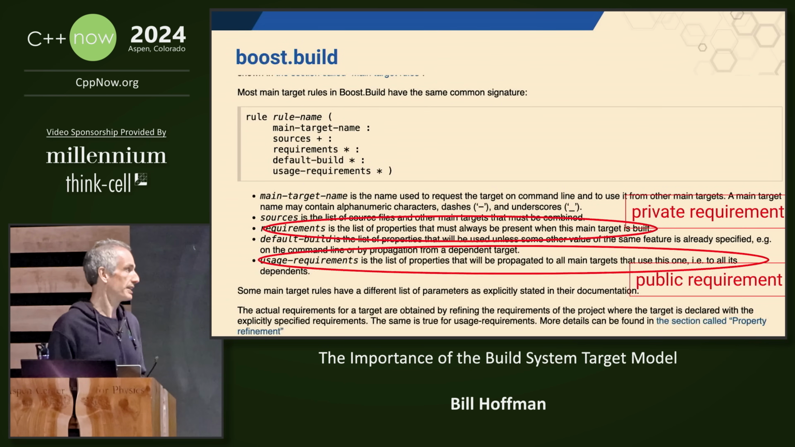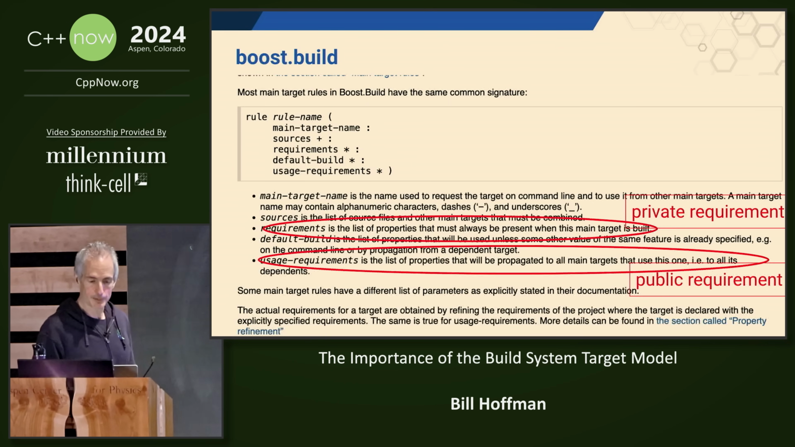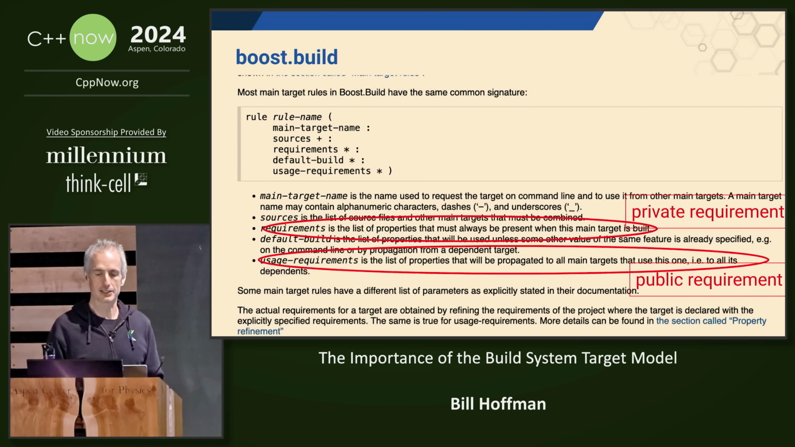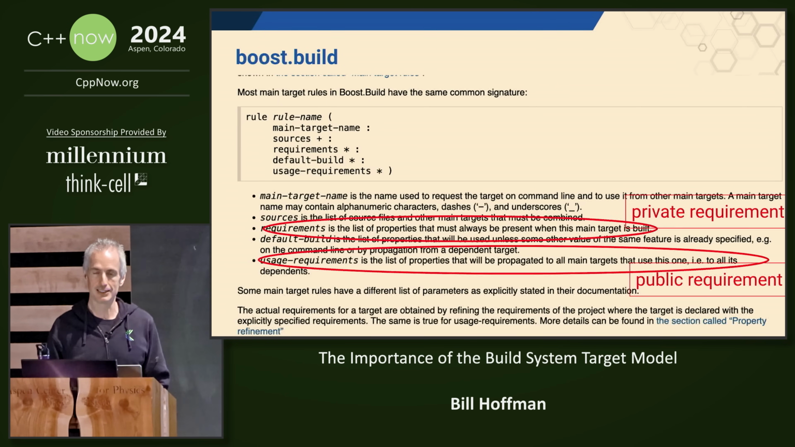Boost.Build has something similar. If you create a rule, it's got requirements and usage requirements. Requirements is the list of properties that must always be present when the main target is built, so basically the private requirement. And usage requirements is a list of properties that would be propagated to all the main targets that use this one and to all its dependencies, essentially the public requirement.